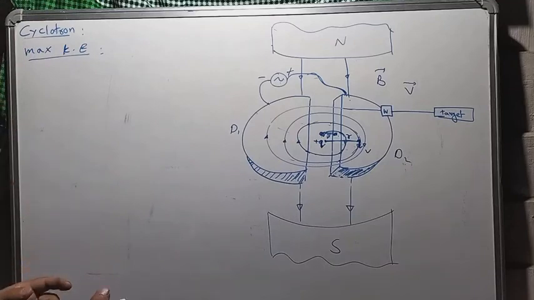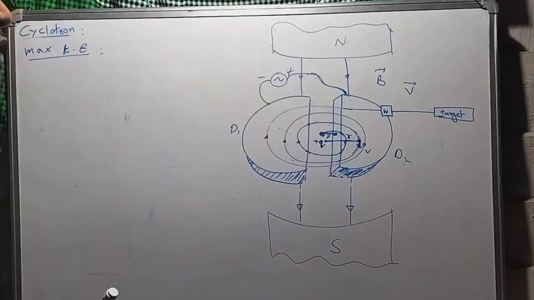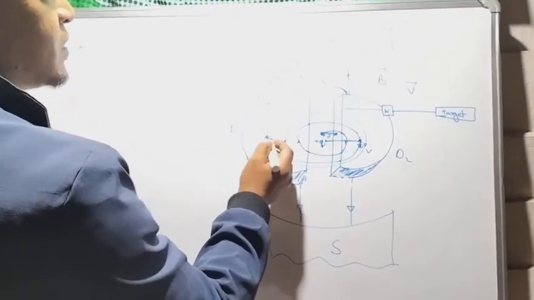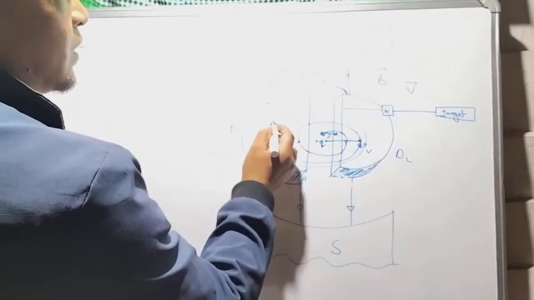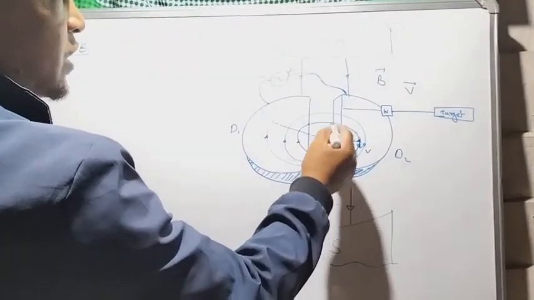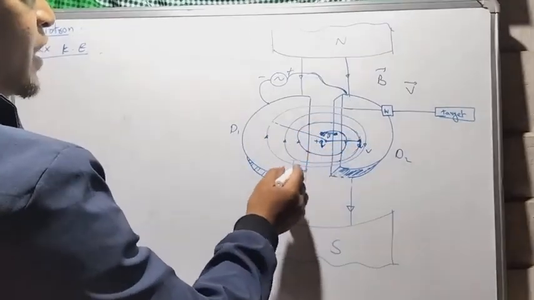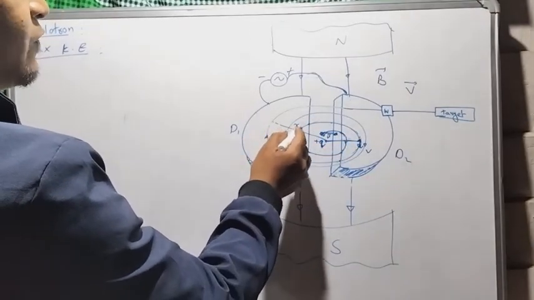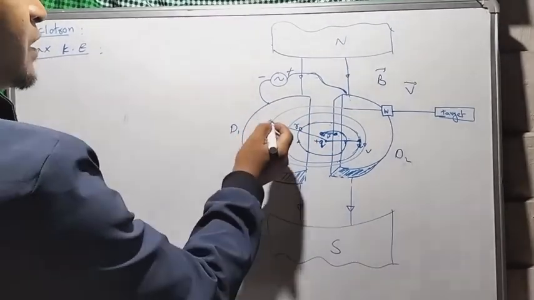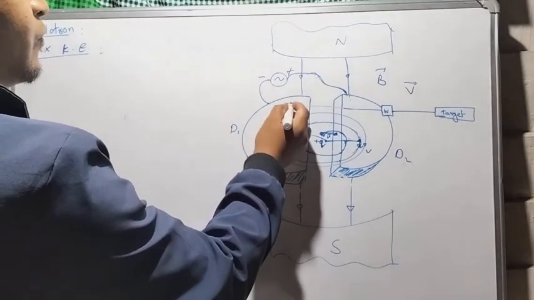So let us say that this energy becomes maximum at the last circle, let's say this is the last circle. Let's say this charged particle gains maximum energy when it reaches this circle, and let's say the radius of this circle is r0, and the velocity of the charged particle in this circle is v0.